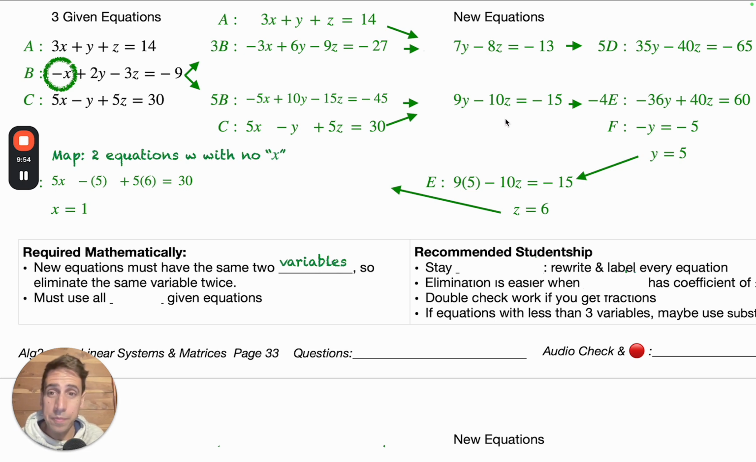That would not, you wouldn't be able to use elimination there. So you have to eliminate the same variable twice. I eliminated x twice here.